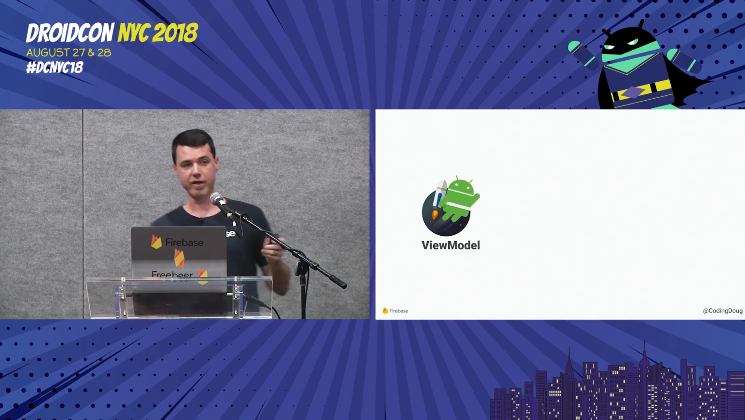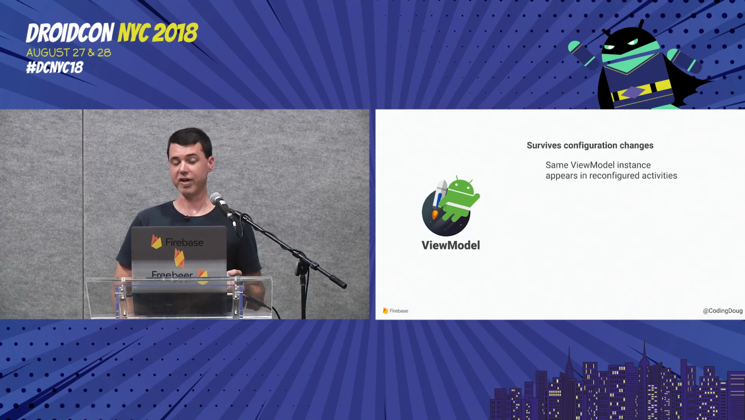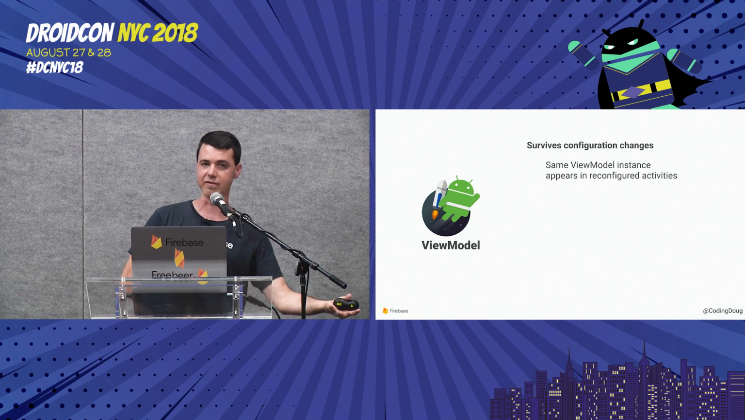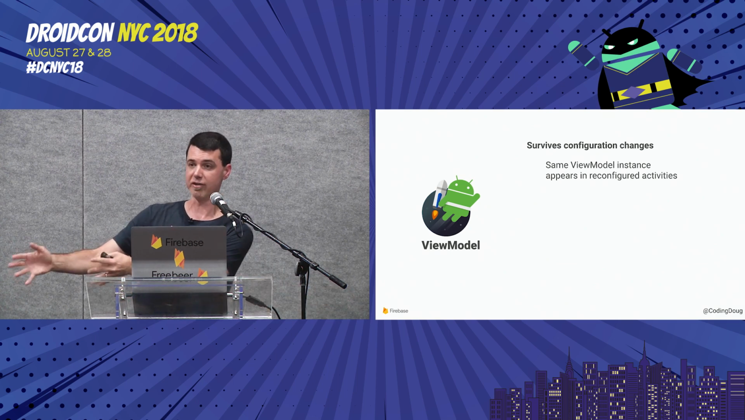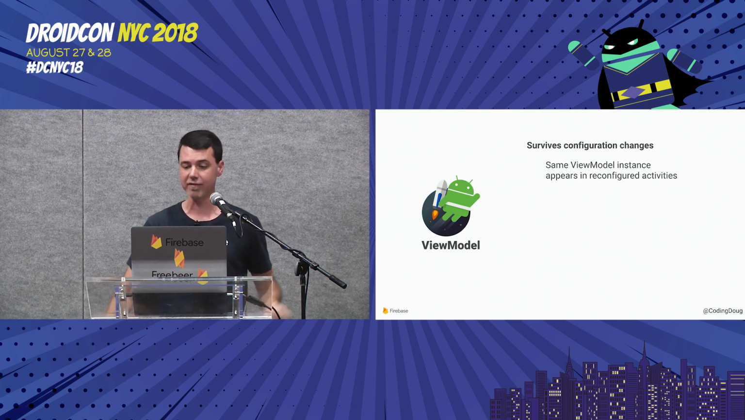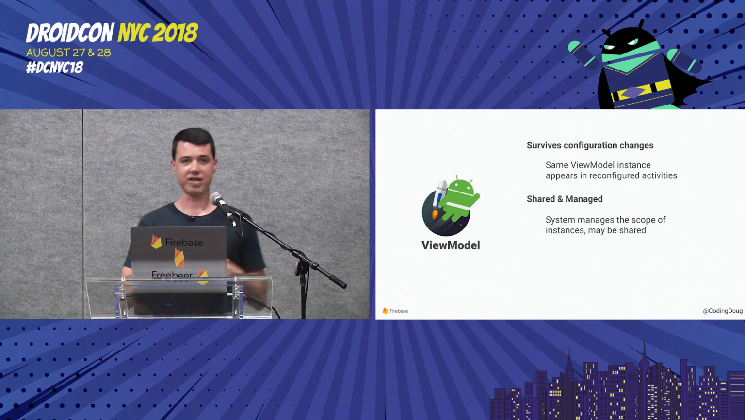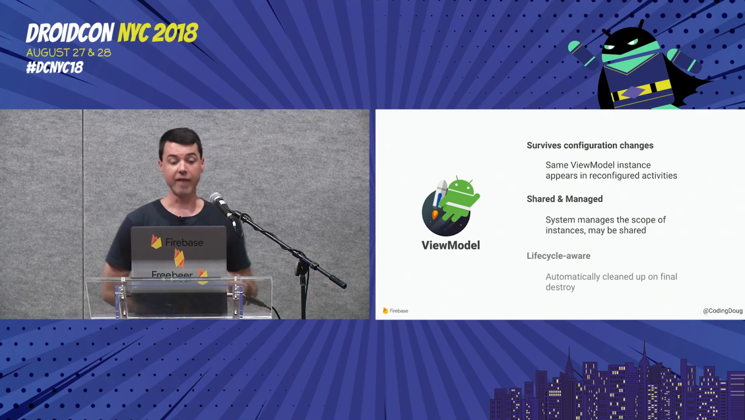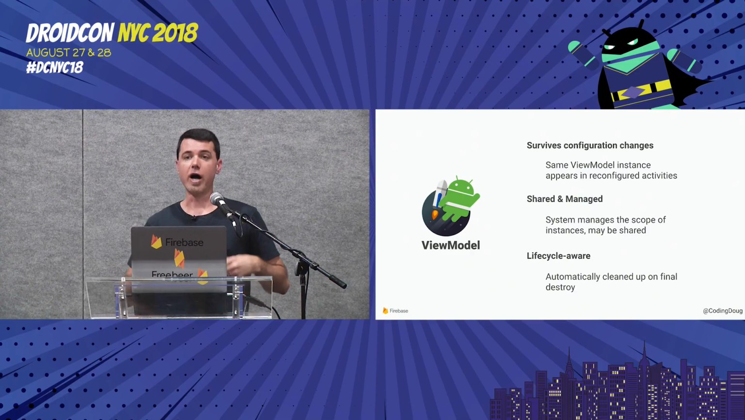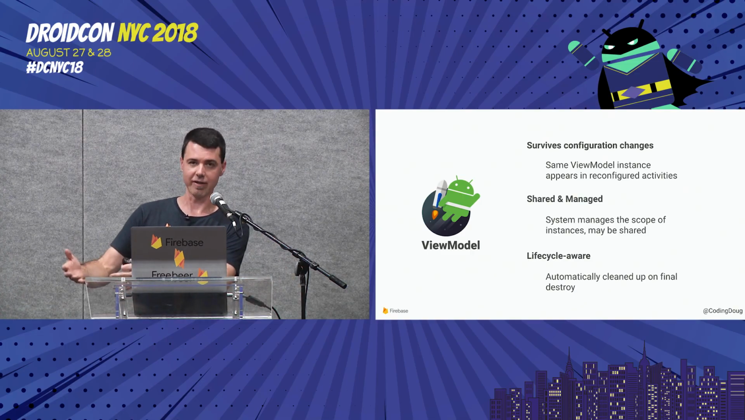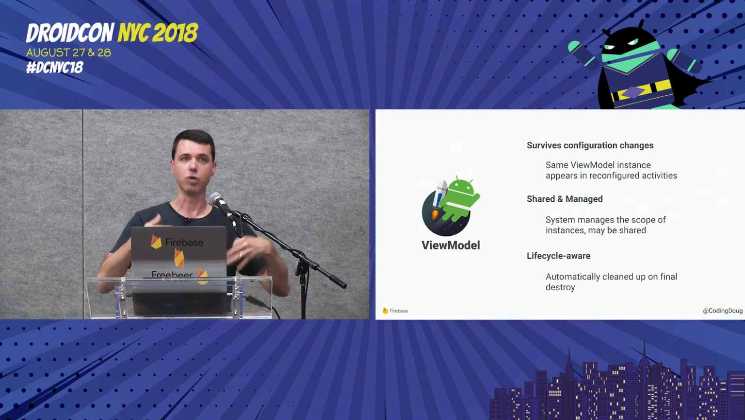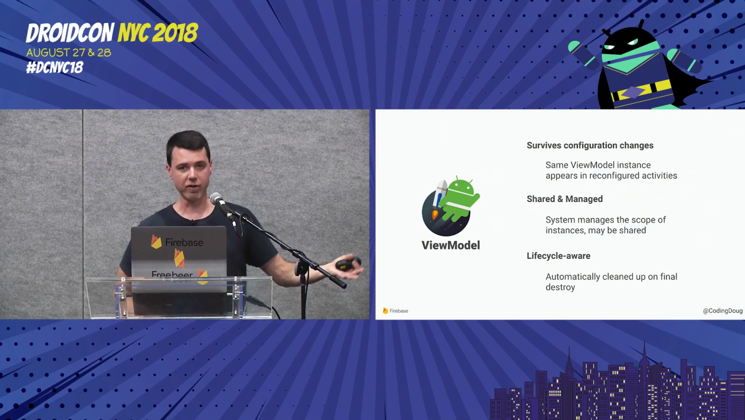So viewModel is another Jetpack component that survives configuration changes. The same viewModel instance appears in reconfigured activities. So your old version of the activity can basically pass along its viewModel to the new one. You don't lose any of that state. It's a great optimization. View models are shared and managed, so Jetpack just handles everything. You don't really do anything to manage it. You just ask for them, and you'll see an example of that. And these are also lifecycle aware. So they're automatically cleaned up when the activity has gone away permanently. So when the finish method is called, or when your activity goes away forever, the view model that was associated with it will also go away forever and get garbage collected.